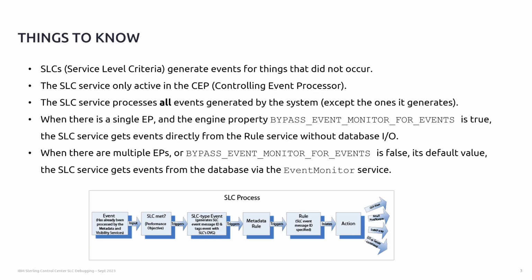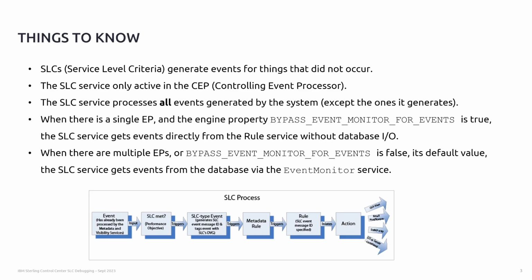Before I tell you how to debug your SLCs, there's some information about the system that I think would be helpful for you to know. The SLC service, as I said, generates events about things that did not occur. How does it do that?